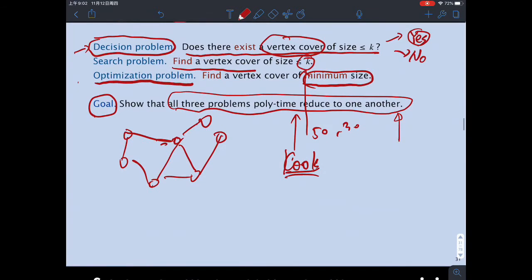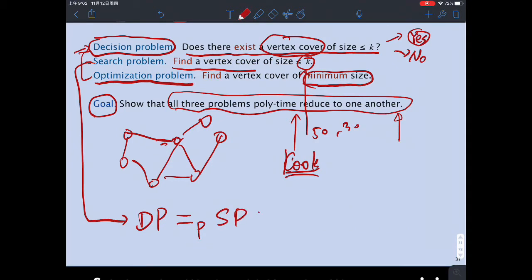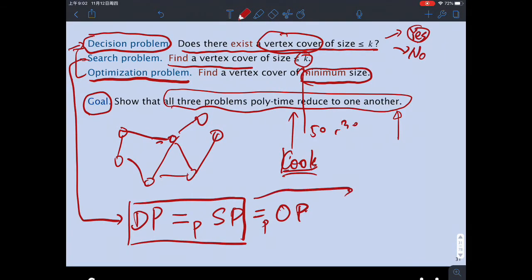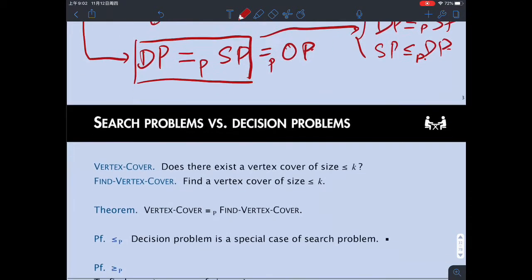So now we want to establish the equivalence, right? So basically, we still need to use our framework. We want to establish that the decision problem is equivalent to the search problem, which is equivalent to the optimization problem, right? So we first need to establish this part. They are equivalent, which means we need to show the decision problem is reducible to the search problem, and the search problem is reducible to the decision problem, right?